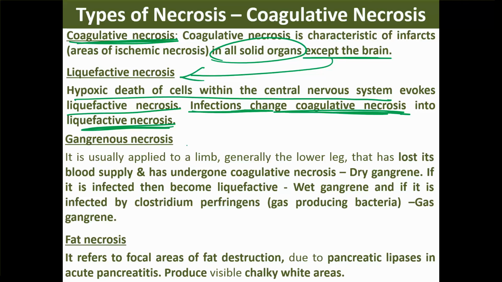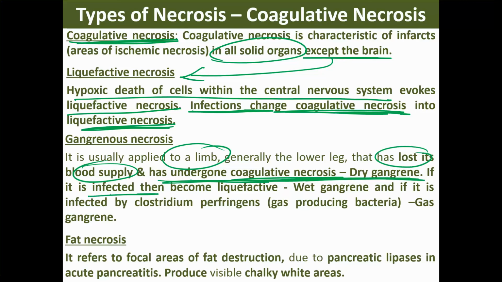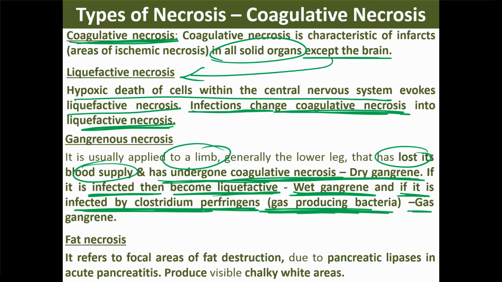If the blood supply to the leg or limbs is lost, then the feet will go for coagulative necrosis, that is called dry gangrene. If it is infected, then it becomes liquefactive necrosis, which is called wet gangrene. If it is infected by Clostridium, that bacteria will produce gas, and it is called gas gangrene.